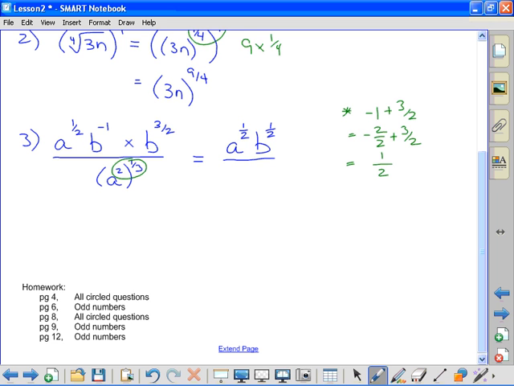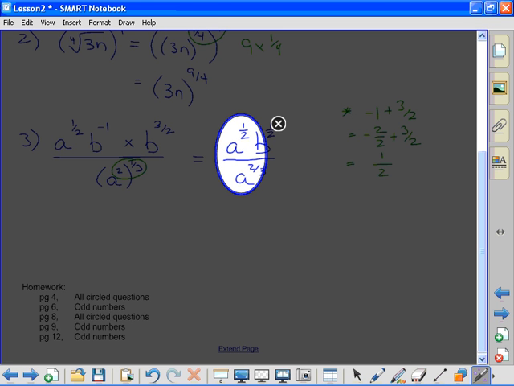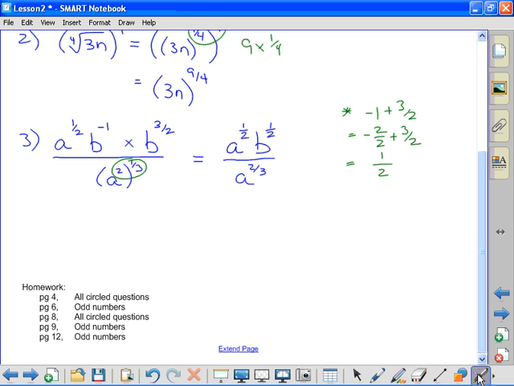In the denominator, we have a power of power situation. So these need to be multiplied together, and we end up with a to the exponent 2/3. Now I have some division going on. I have a's, the same base, so I have to deal with that. So the b is going to remain. There's no other b's to deal with. So b to the 1/2.